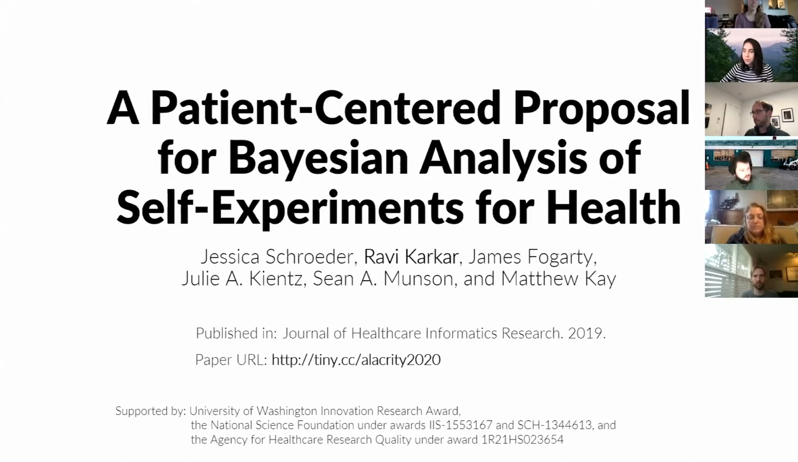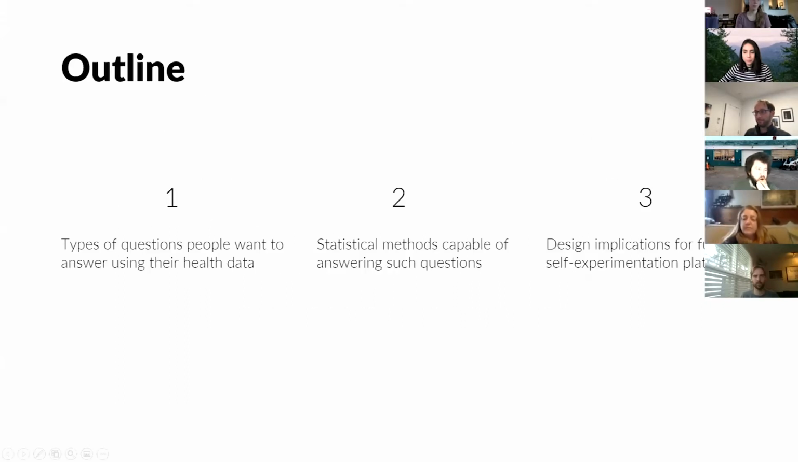I want to put it out there that I'm not the statistical expert here, and I won't be focusing on that bit. It's mainly about motivating why we need that. So with that, the talk is briefly organized into three sections. The first is what are the types of questions that people want to answer using their own health data? And what are the capabilities of different statistical methods in answering those questions? And what are the design implications for people who are going to build tools in this space?